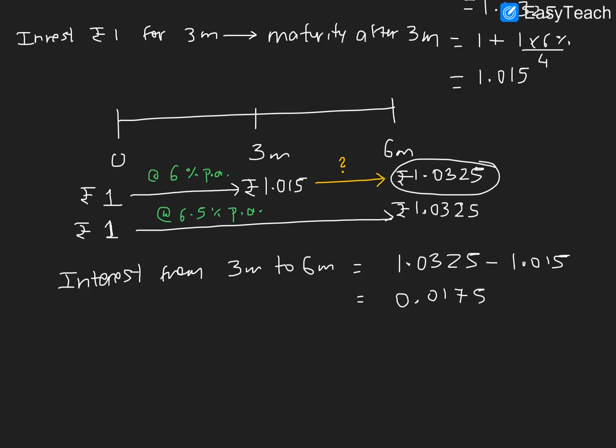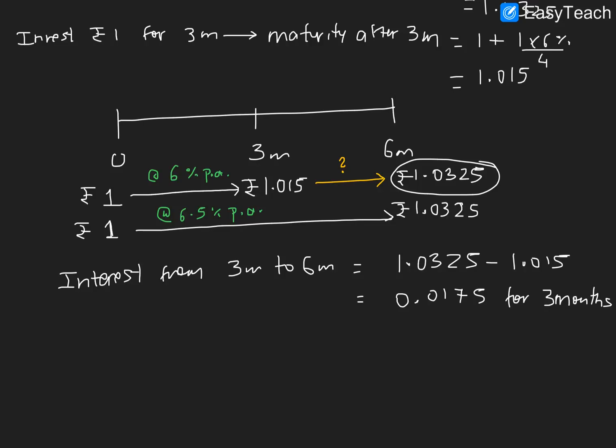0.0175. But remember this interest, 1.0175, this is earned for 3 months. This interest of 0.0175 is earned for just 3 months. I want an annualized figure, like we have over here.